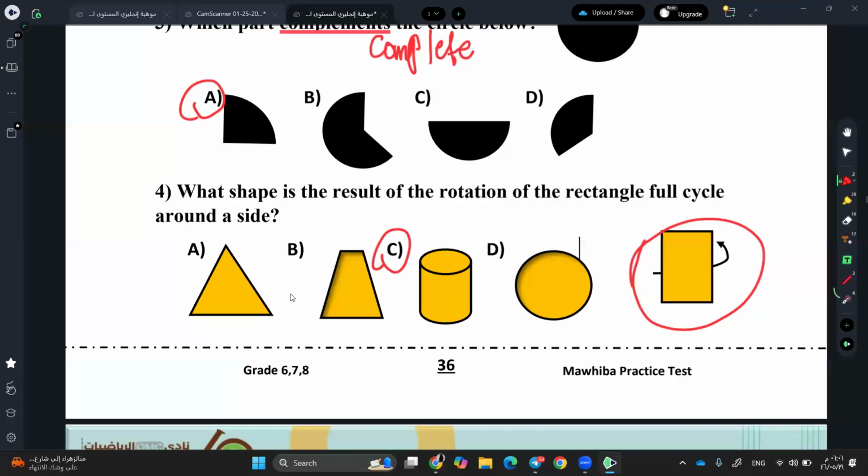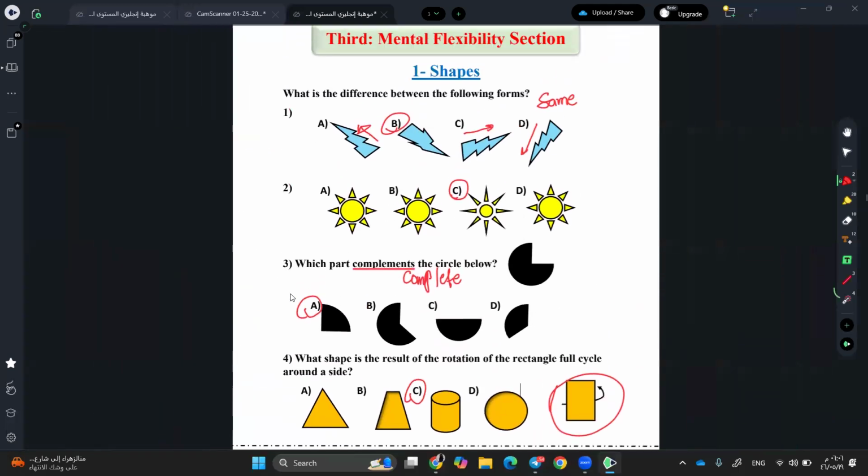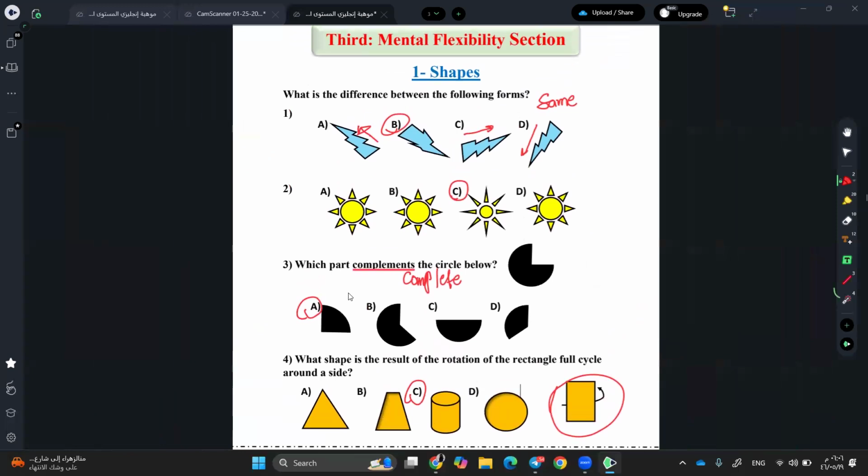Some of you joined late, so do you want me to repeat question number 1, 2, and 3? Write in the chat, please. Do you want me to repeat that question because you joined late?